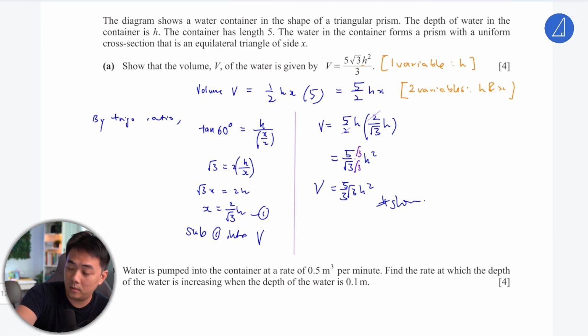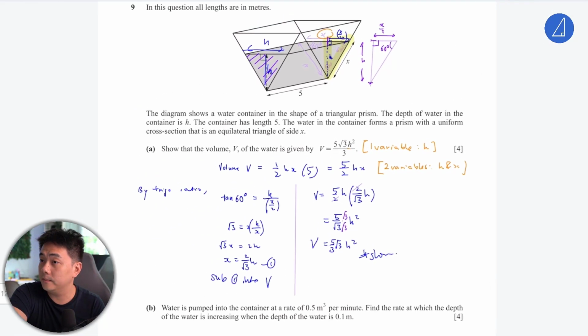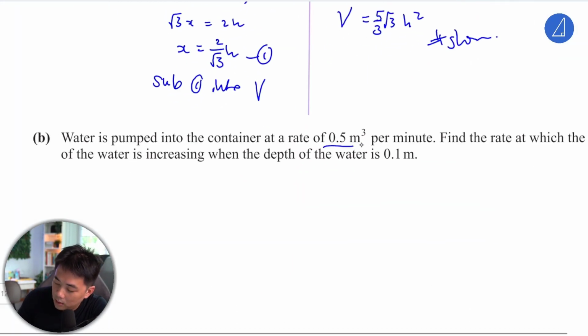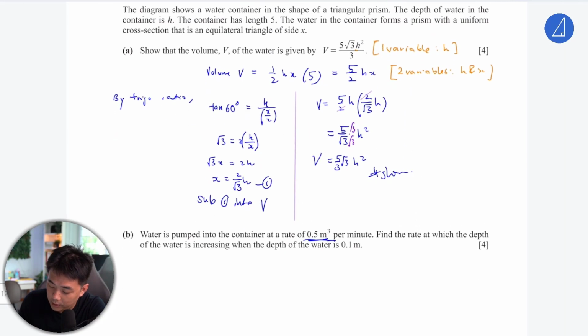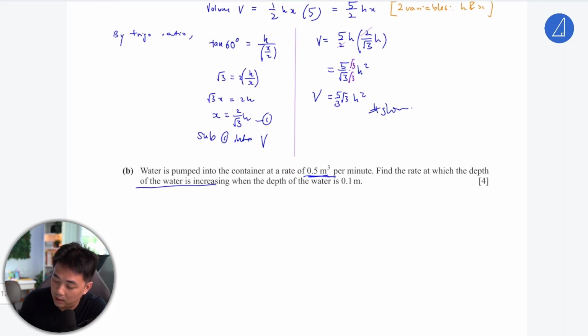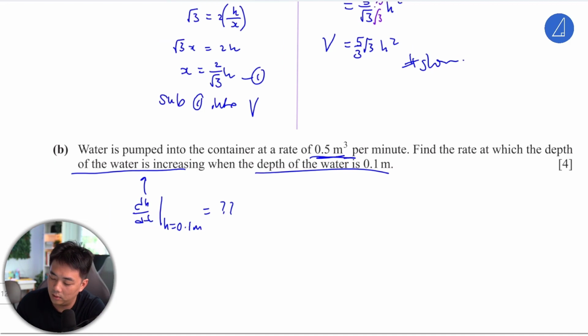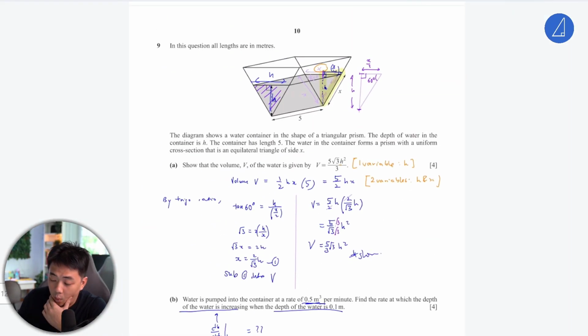Okay, so I'll do the first part here. So okay, part B, water is pumped into the container at this rate, 0.5 meter cube per minute. Find the rate at which the depth of the water is increasing. So meaning to say I want to find dH/dt when the depth of the water is 0.1 meter. Well, what is this, right? So how do we do this?